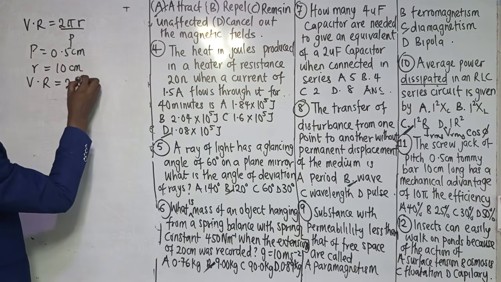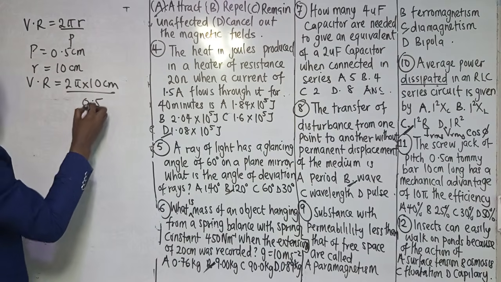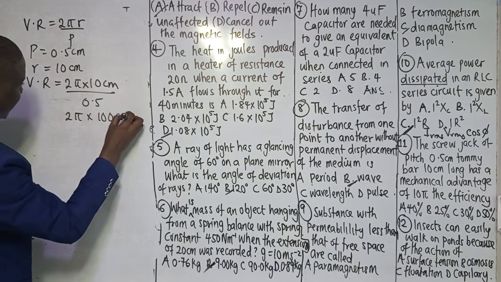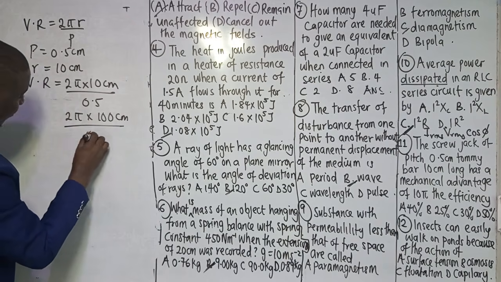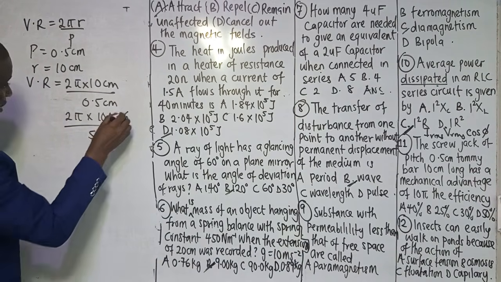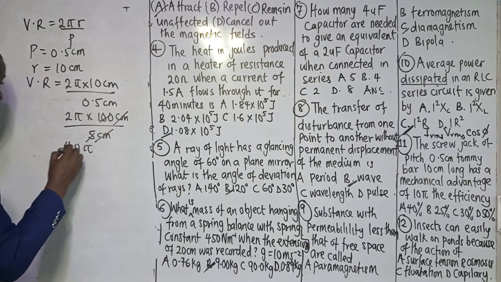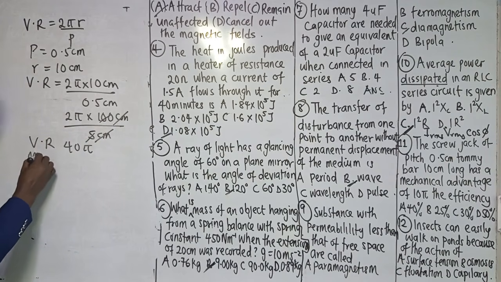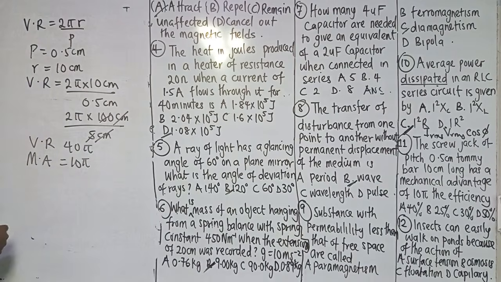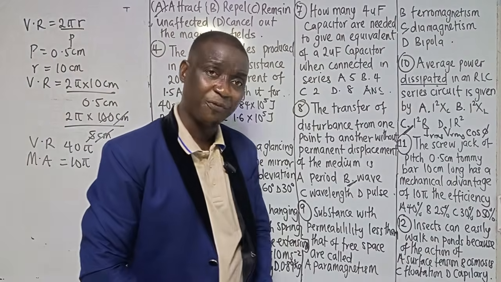VR will now be 2 pi times 10 centimeter divided by 0.5, which gives us 2 pi times 100 centimeter divided by 5 centimeter, by multiplying up and down by 10. So this one will cancel, 5 here, 20 times, we have 40 pi. That is the velocity ratio. The mechanical advantage given to us is 10 pi. So what do we need to find? The efficiency. Yes, we are looking for efficiency.